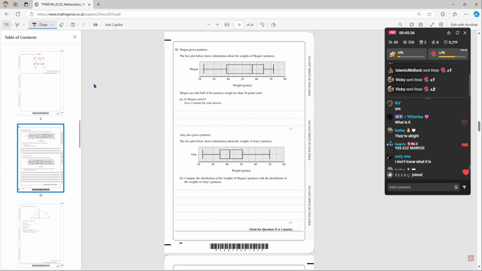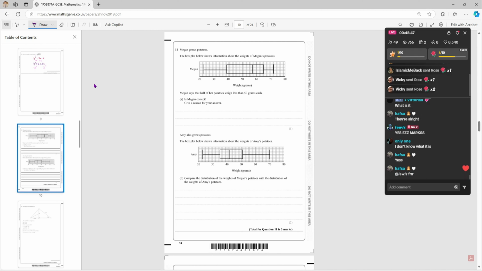Megan grows potatoes. The box plot below shows information about the weights of Megan's potatoes. Megan says that half of her potatoes weigh less than 50 grams each. Is Megan correct? Give a reason for your answer.